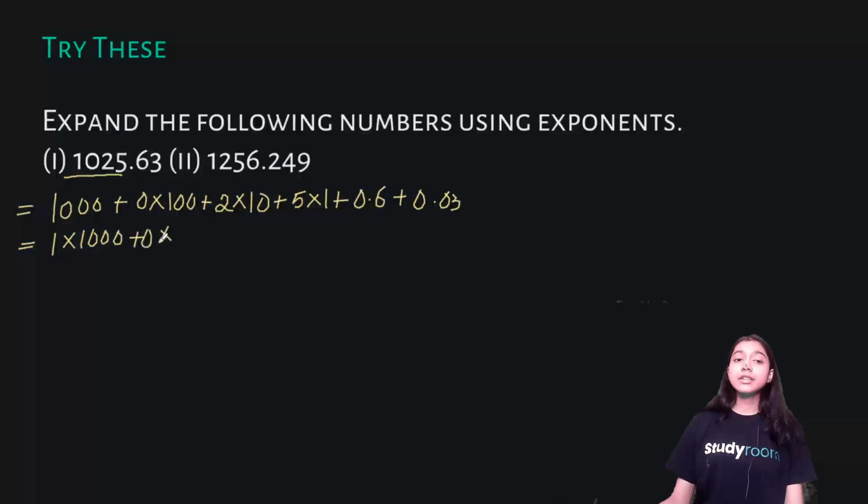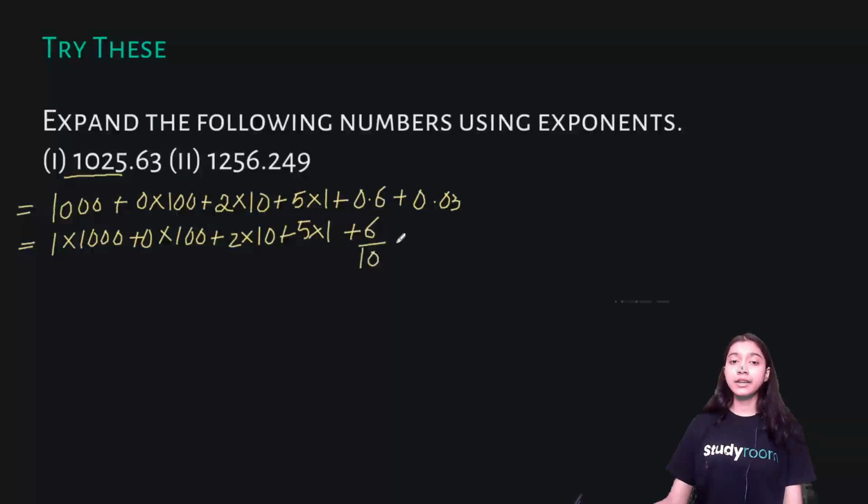Again we will write down the same thing, that is 0 multiplied with 100 plus 2 multiplied with 10 plus 5 multiplied with 1 plus, now the 0.6 can be written as 6 by 10 and 0.03 can be written as 3 by 100. Now this 100 can be again written as 10 to the power of 2. So this 3 by 100 becomes 3 by 10 to the power 2.